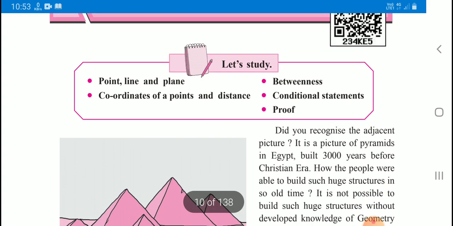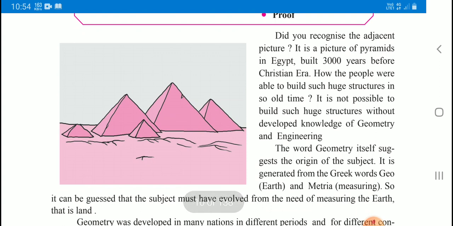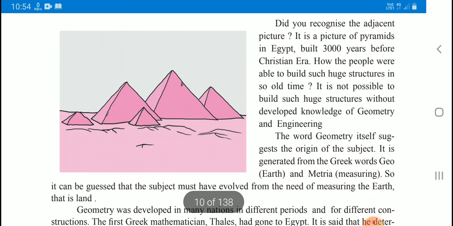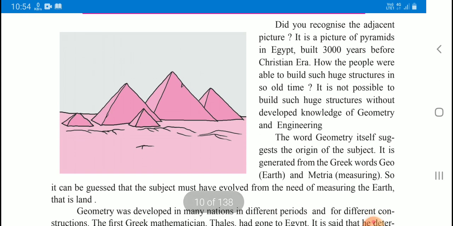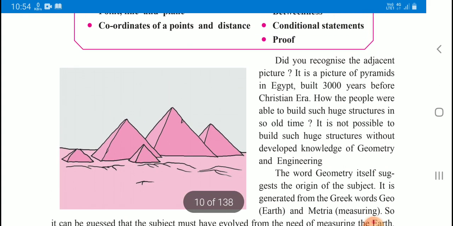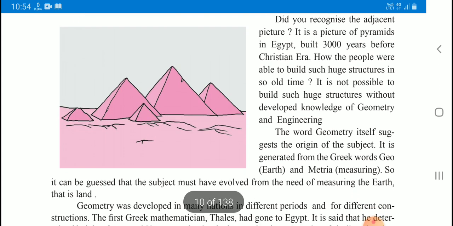Now, in your book, they have given one picture. If you see this picture, the shape of these objects is triangular. They have given this picture here because geometry is related with shapes.